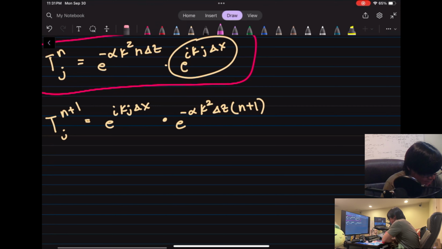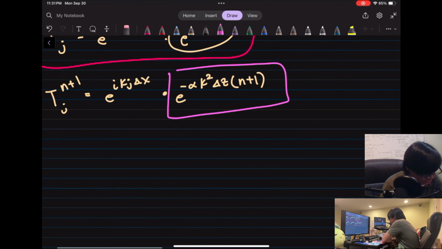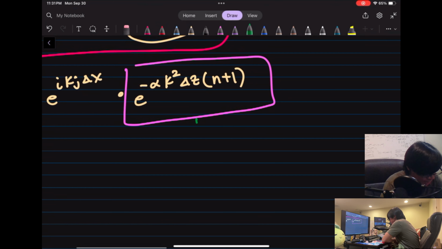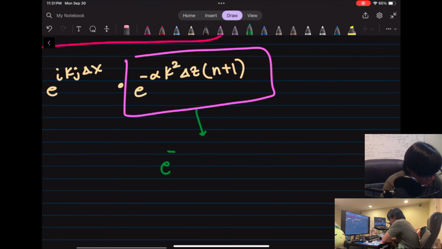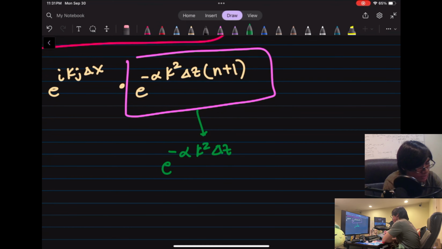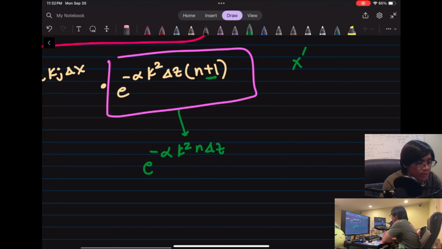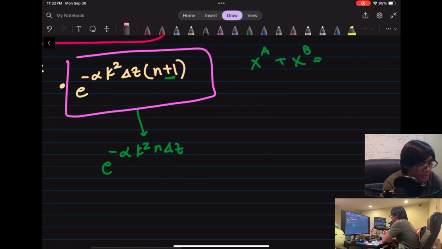So what does this mean? Well, if we break this down further, we can see that it is e to the negative alpha k squared delta t, then we have n. To keep it in the notation we've seen before, n delta t. And remember what adding exponents means. Well, we have x to the a times x to the b. I'll go ahead and make them lowercase. That means you're just adding them, a plus b.